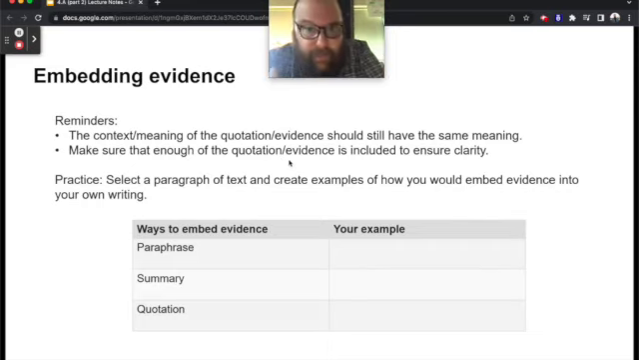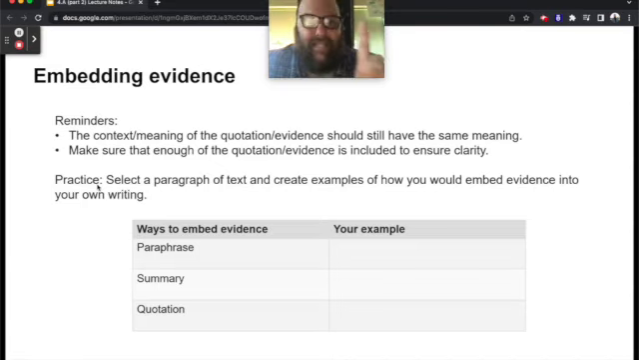You need to use a sufficient amount of evidence, but it's not like in my essay, I'm going to use 4 sentences of evidence every single time I do evidence. Well, that's going to be overkill. That's going to show that you know how to copy text, not that you know how to write about it, right? So you want to make sure that enough of it is used to ensure clarity, all right?